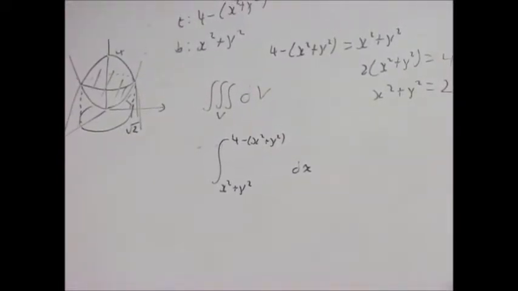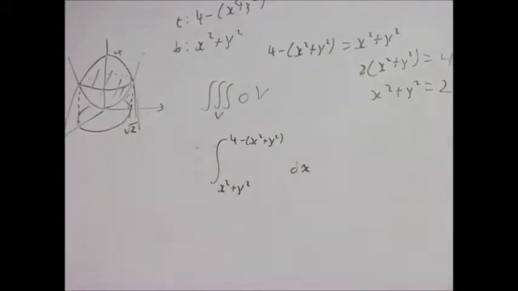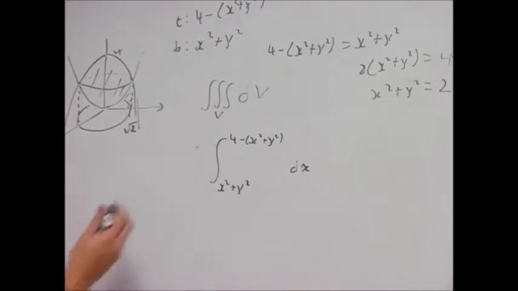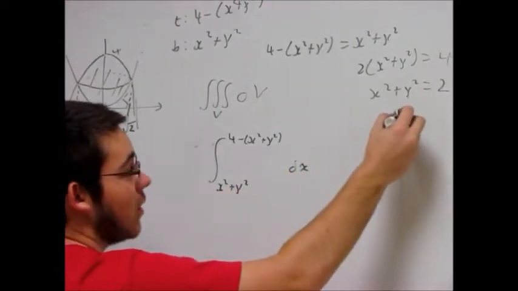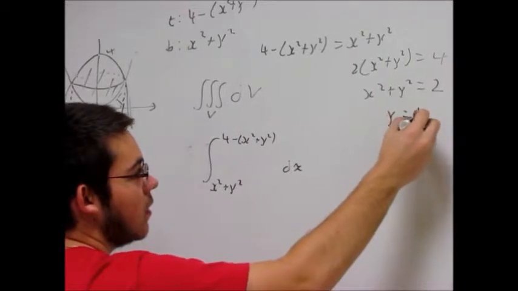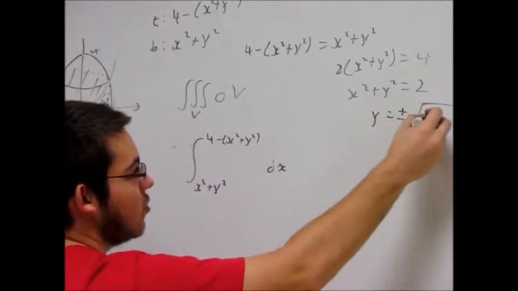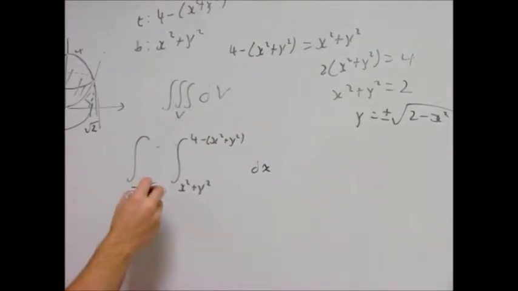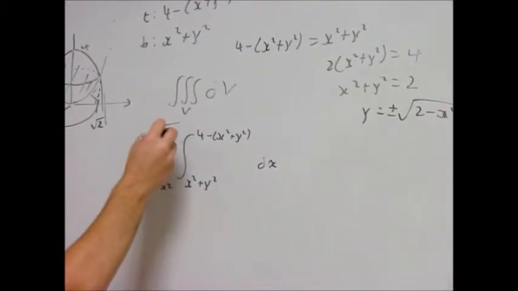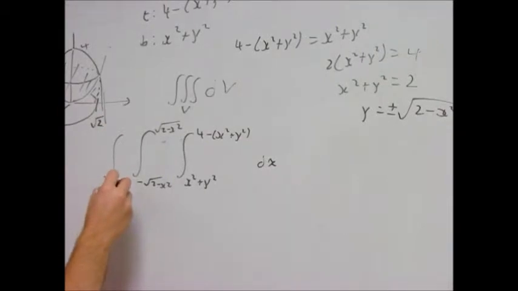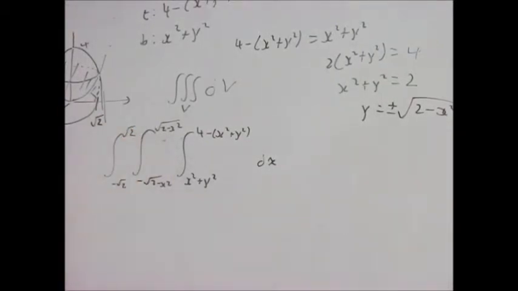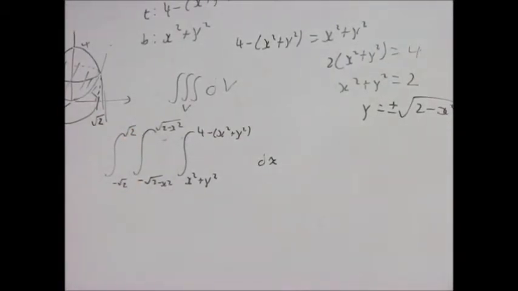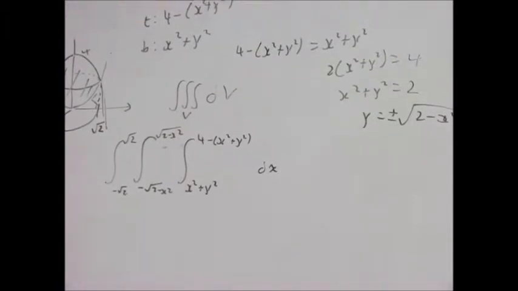But as we know, we would prefer not to use dy dx for this, because we would have to do something like y goes from negative to positive square root of 2 minus x squared, and x would go from negative square root of 2 to square root of 2. But clearly this is not the best way to do it.